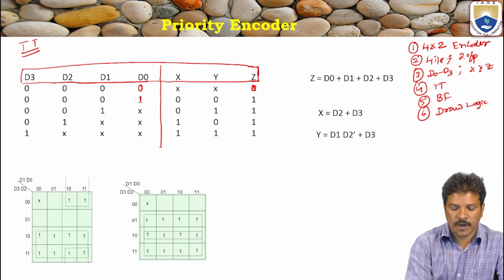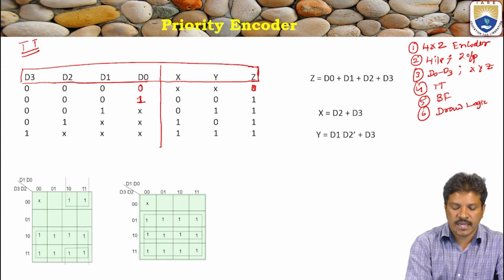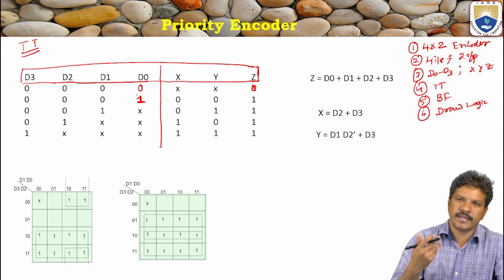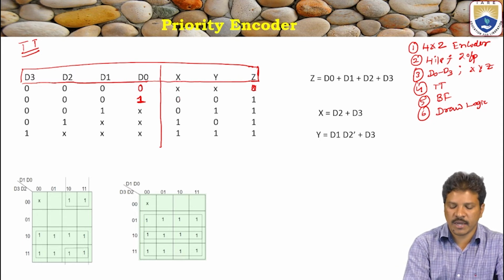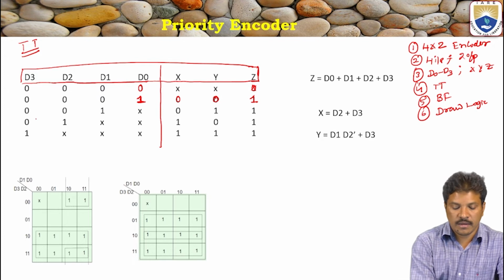Suppose D0 is active high. When D0 is active high, it is the least number, and there is nothing lower than that, so D0 is the only active number and its highest priority is also D0. So its corresponding output is 0, 0, 1.